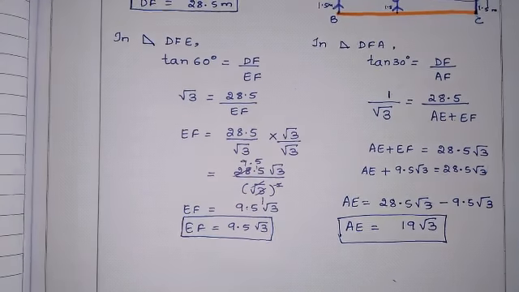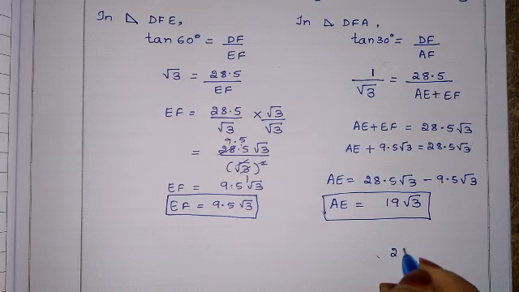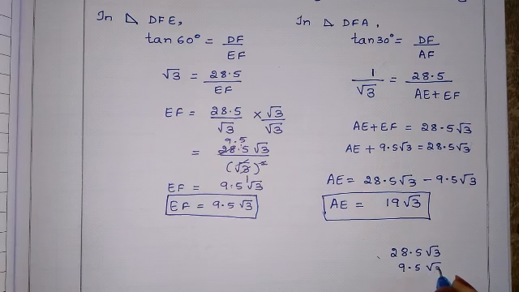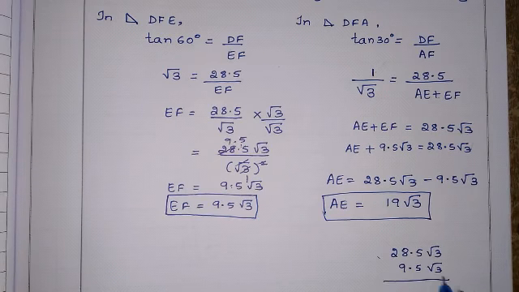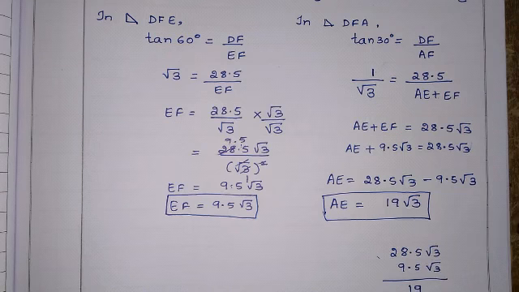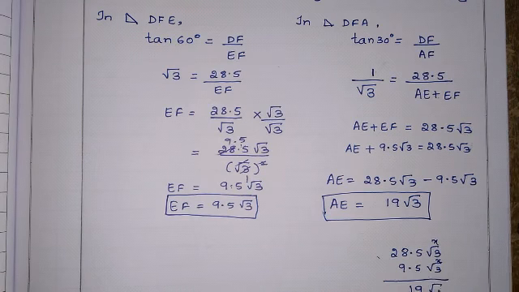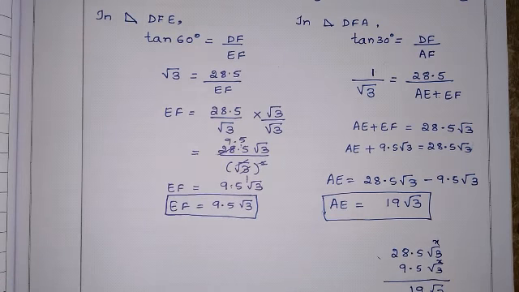How do you have to subtract? Let me show you. That is 28.5 root 3 minus 9.5 root 3. Root 3 we leave, will keep as it is. 5 minus 5 is 0. 28 minus 9 is 19. 19 root 3 is a like term. For example, if we consider root 3 as x, we will write 19x. So 19 root 3 is the answer.